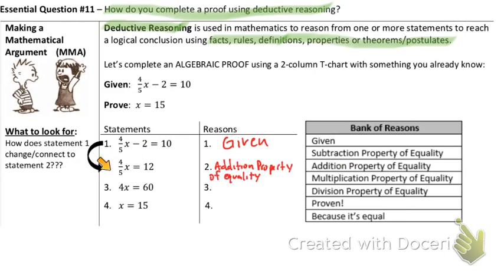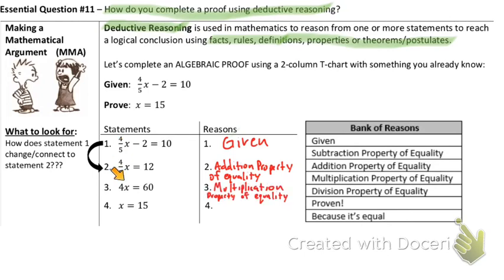Now from 2 to 3, we have to figure out what happened. If you notice, we got rid of the 5. 5 is dividing. To get rid of something that's dividing, we do what to both sides? Hopefully you say we multiply both sides. When you multiply both sides of the equal sign, this is called the multiplication property of equality.